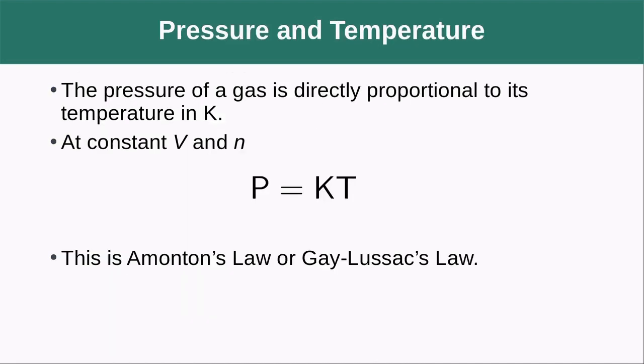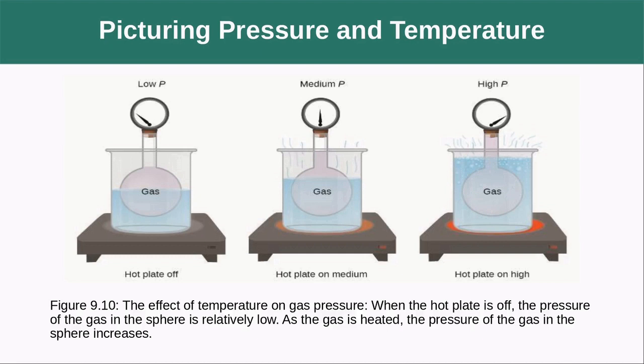The pressure of a gas is directly proportional to its temperature in Kelvin. At a constant volume and number of moles, P is going to equal kT. This means that they have a directly proportional relationship when we write it this way. This is known as Amontons's law or Gay-Lussac's law. And we can picture what that means here.